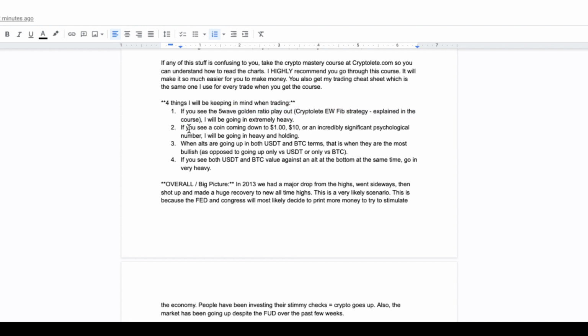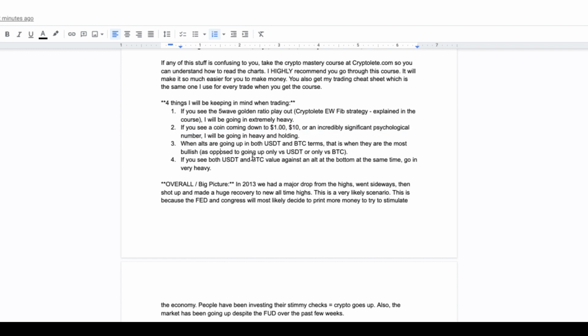The second thing is that if you see a coin coming down to the $1 mark, the $10 mark, or maybe the $100 mark, those are psychologically significant numbers. So I usually go in really, really heavy during those numbers. Or if it's coming up to them, I usually sell. Like if it's coming up to $100, I'll usually sell a lot, and then I'll buy back in a little bit lower, because a lot of people like to sell during those big numbers.